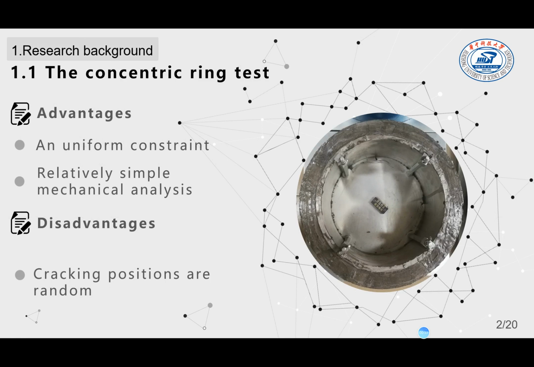Let me begin with the research background. The eccentric ring test is developed from the concentric ring test, like the picture shown on the right. The advantages of the concentric ring test are that there is a uniform constraint provided by the inner ring, and the mechanical analysis is relatively simple since the structure is symmetrical. However, it has some disadvantages, such as the cracking positions are random. To overcome these problems, we proposed the eccentric ring test.